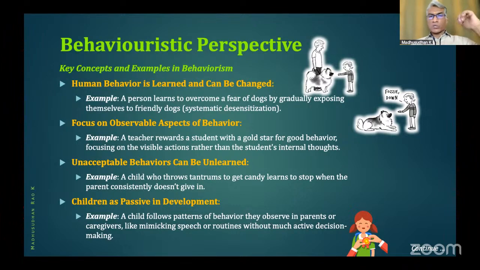A child who throws tantrums to get a candy learns to stop when the parent consistently doesn't give in. If tantrums are continuous, parents stop responding to that, and slowly they can even change the child's behavior. Similarly, a child is passive in development: a child follows patterns of behavior they observe in the parent or caregiver, like mimicking speech or routine without much active decision making.